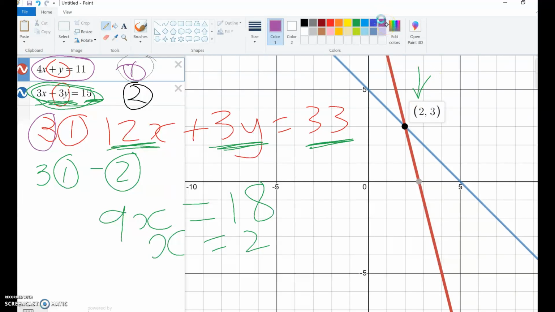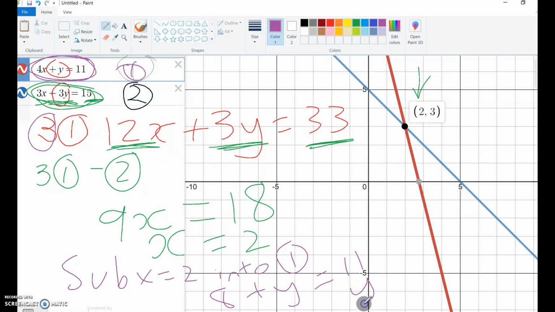Then we substitute x equals 2 into equation 1 or 2, it doesn't matter, but let's do equation 1. And so then we've got 4 times 2 is 8, plus y equals 11, so y equals 3, which is there. So that's done in less than 2 minutes.